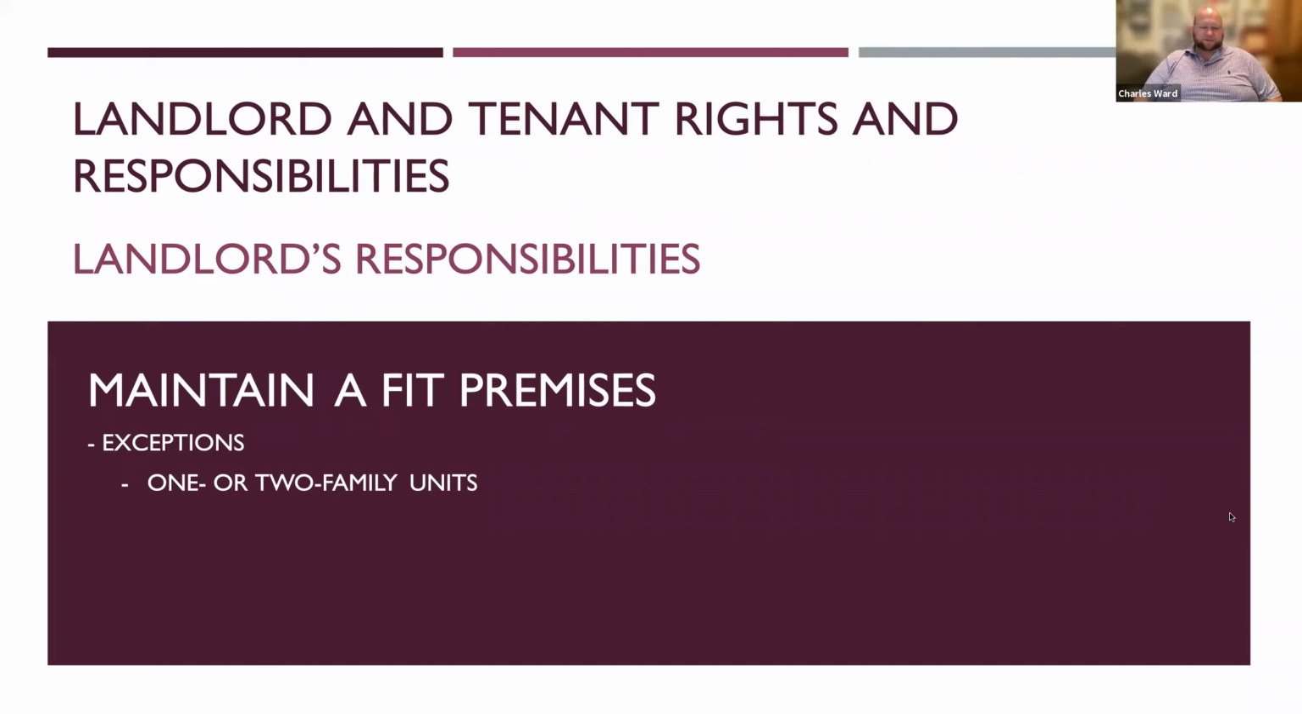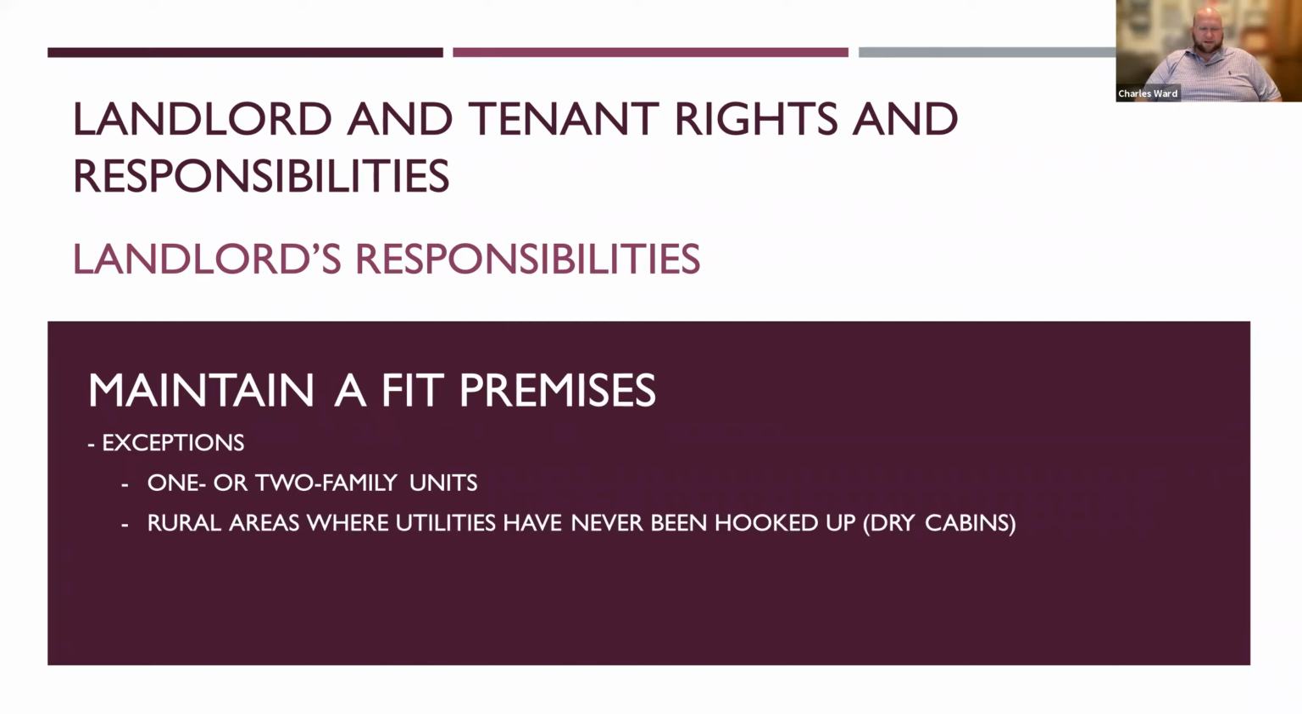There are certain exceptions to these requirements. If it's a 1 or 2 family unit, if it's a rural area where utilities have never been hooked up, the example here that we talked about before would be dry cabins. Now, if a unit was in a rural area, but then that rural area gets water, or the cabin is hooked up to water, then that water access needs to remain. The landlord can't say, well, at one point this was a dry cabin, but we added water to it, but now we're going to take that water out. That won't work. It has to be some area where you've never had utilities.